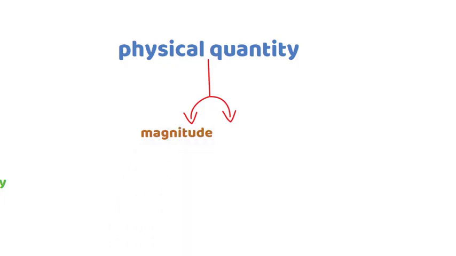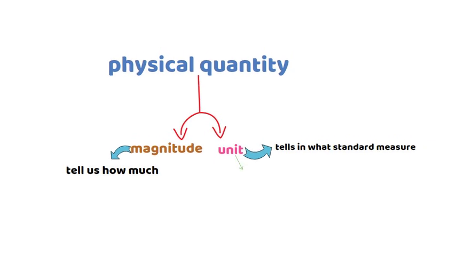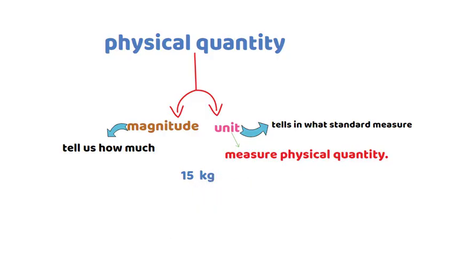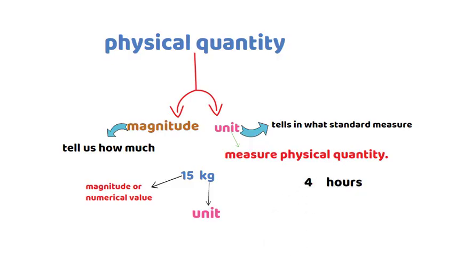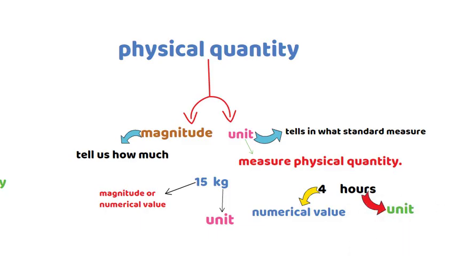We have a physical quantity. A physical quantity has two parts. The one is magnitude, and the other is unit. Magnitude tells us how much, and unit tells in what standard measure the physical quantity is expressed. For example, 15 kilogram: 15 is the numerical value, kg is the unit. For 4 hours, 4 is the numerical value, hours is the unit.